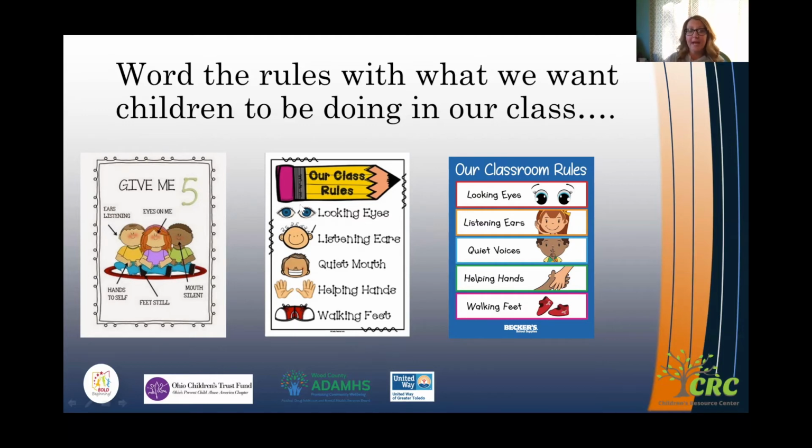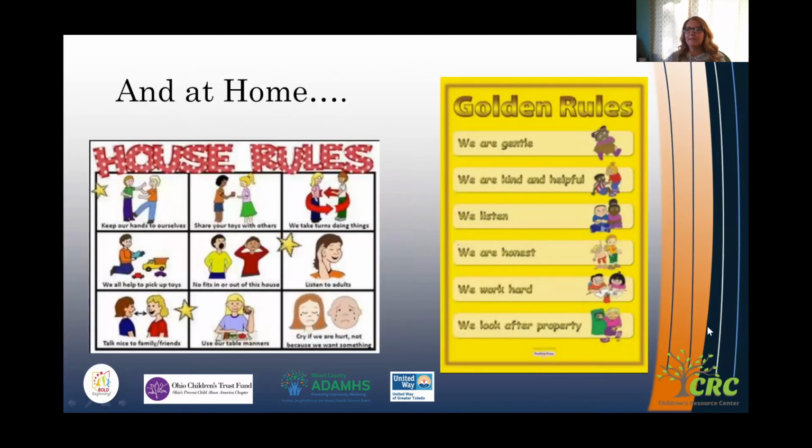So all of these are just different fun ways that we want to be very visual with them. So we can point at it, point to our eyes. We need looking eyes, eyes on me. We need listening ears. And so they can go through the motions of that when you're reviewing the classroom rules with them. This is something that we'd like to see at home as well. Sometimes parents get into little battles with kids. And so if we list the expectations at home, it can help as well.